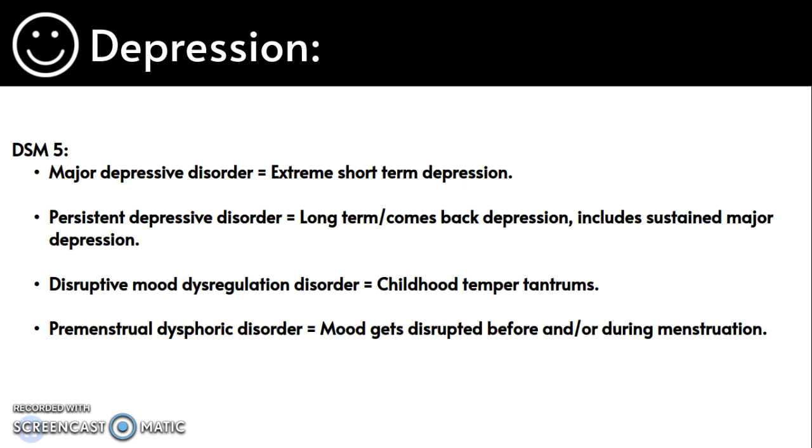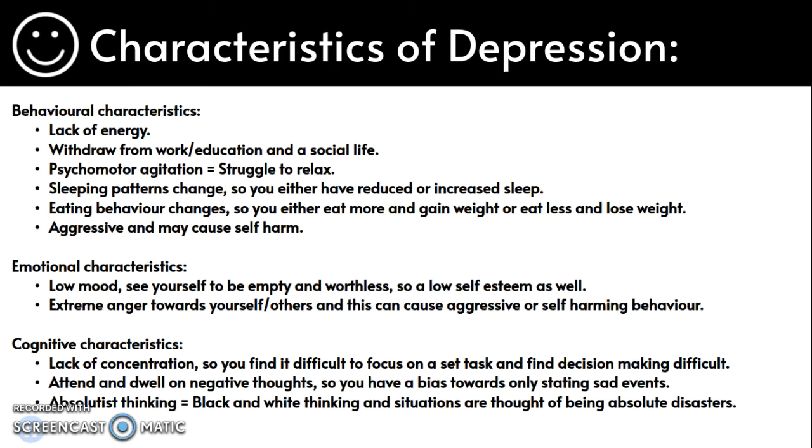So for DSM-5, this is the Diagnostic and Statistical Manual, version 5. Major depressive disorder is extreme, short depression. Persistent depressive disorder is long-term depression or depression that comes back, and this includes sustained major depression. Disruptive mood dysregulation disorder is childhood temper tantrums. Premenstrual dysphoric disorder is when mood gets disrupted before and during menstruation.